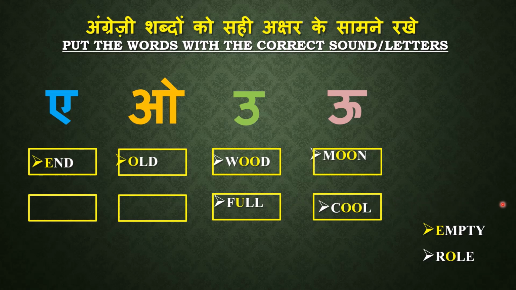The next word, empty. M. A. Again, A. It will go to A. And the last word, roll. And the highlighted one is for the phonic O. Roll. So definitely it will come down to O. So again, we are done with this activity by which we have understood and revised again and again the phonic or sound of the swar vowels. Let's check out the next activity.